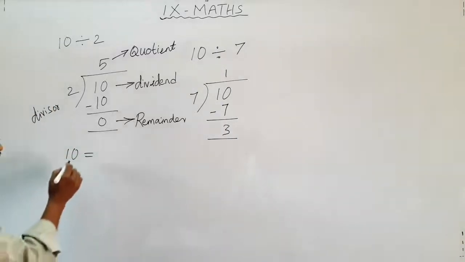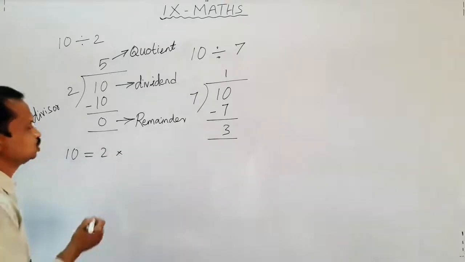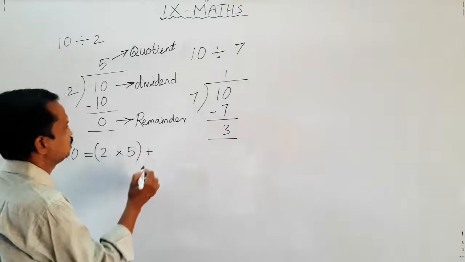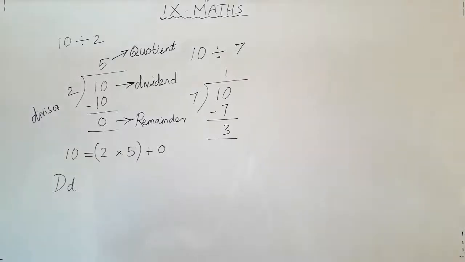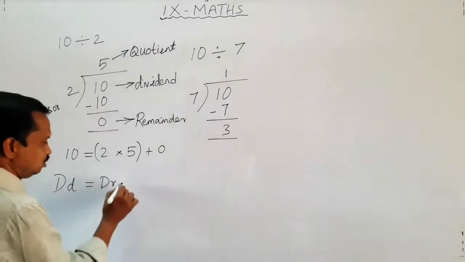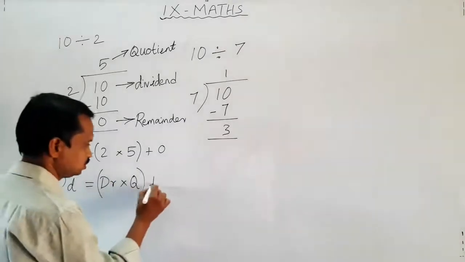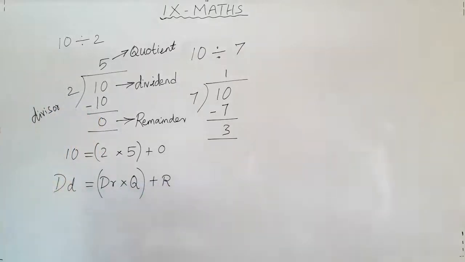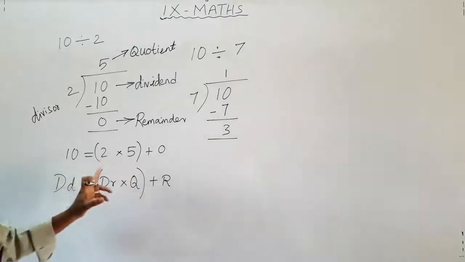So how can I write this: 10 is equal to divisor 2 into the quotient 5 and then plus the remainder 0. So that's why dividend, capital D, small d. In short, this dividend you can write like this. Dividend is equal to divisor, this is dr, so divisor into quotient q. You put bracket to avoid confusion, plus the remainder. Okay, so this is the format. This is algorithm. Okay, the division algorithm. Dividend is equal to divisor into quotient plus remainder. Like that only it comes.